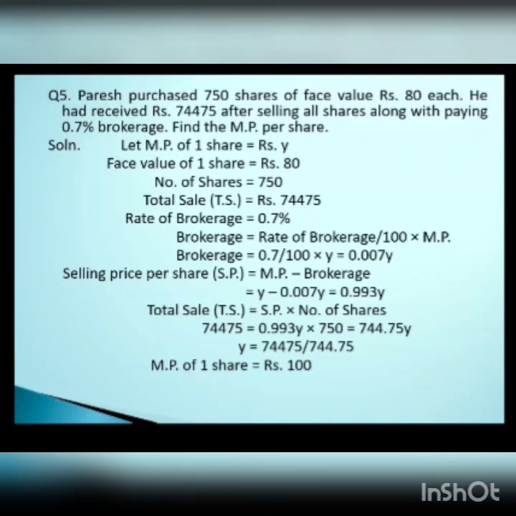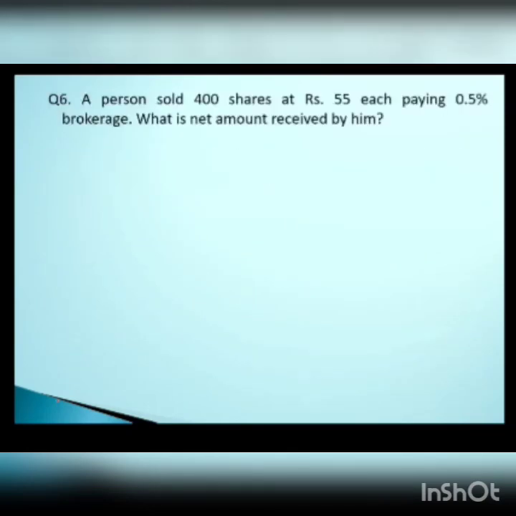I'm giving one last question, which you have to do at home. A person sold 400 shares at ₹55 each, paying 0.5 percent brokerage. What is the net amount received by him? The market price is given to you. The number of shares is also given to you. And the rate of brokerage is also given. Here total sale is asked. What is the net amount? It means the total sale.